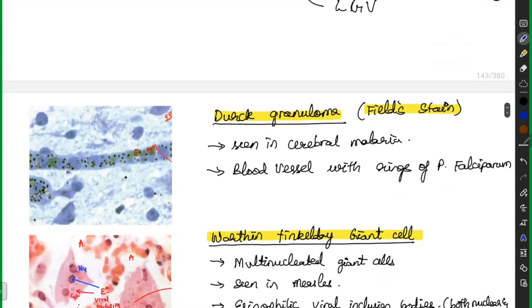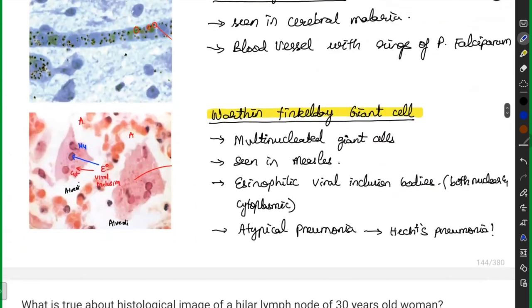Next is going to be Dürck's granuloma. What is this Dürck's granuloma? When you put a field stain, this is seen in cerebral malaria. Blood vessels will be there with a ring of Plasmodium falciparum. Okay, then Warthin-Finkeldey giant cell, you're going to see in measles. So eosinophilic viral inclusion bodies, both nuclear and cytoplasmic.